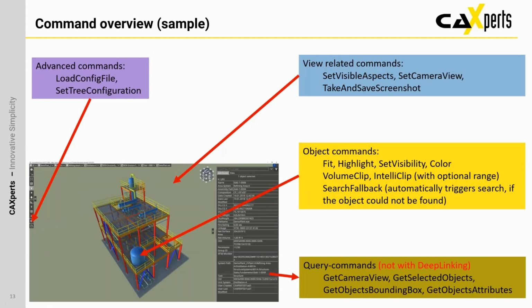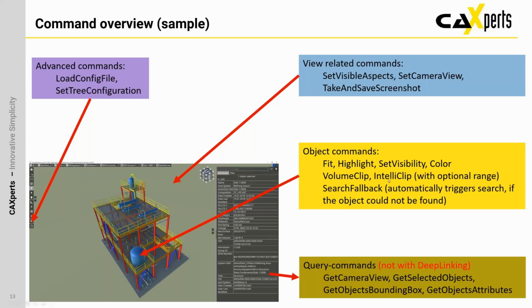Okay, here is a rough overview of the available commands. There are four different groups of commands. First, the object commands, that's what I showed and what you will mostly use. By identifying one or multiple objects, you can fit to those objects, highlight them, set the visibility, so switch them on or off, and change the color of objects. So all the standard commands you would expect from such an API.